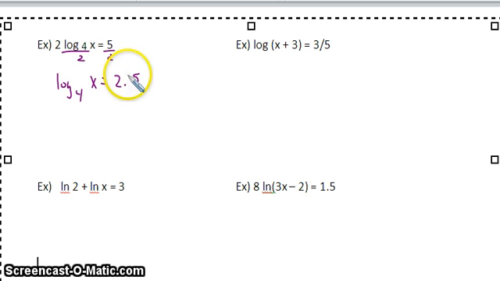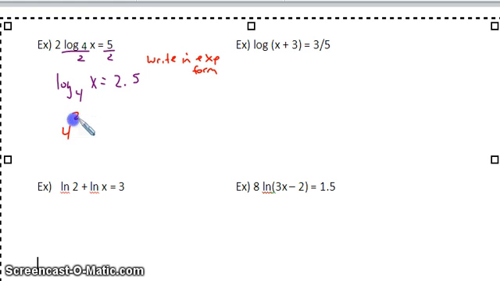Now that we have a log equal to a number, we can write our problem in exponential form. So that's how we're going to solve, right in exponent form. So our base of 4 being raised to our exponent 2.5 should equal our x value. And 4 raised to the 2.5 is going to be 32. We can go back and check it to make sure that this works.